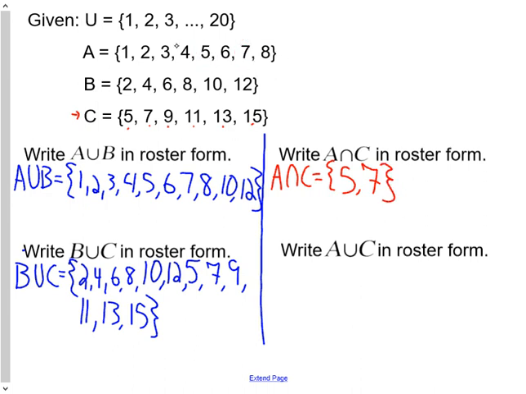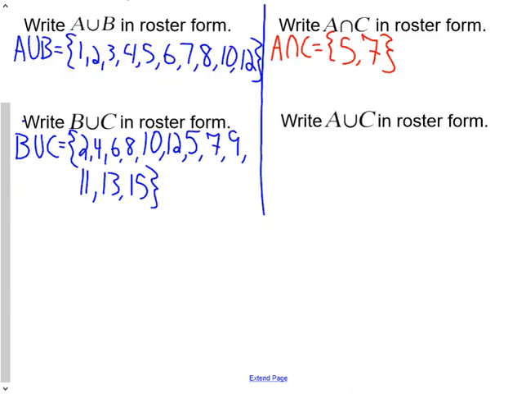And try to go back and double check. 1, 2, 3, 4 are not in C. 6 and 8 also not in C. But you only need to go one way. We can either check A and find the overlap, or check C and find the overlap. We don't need to do both.